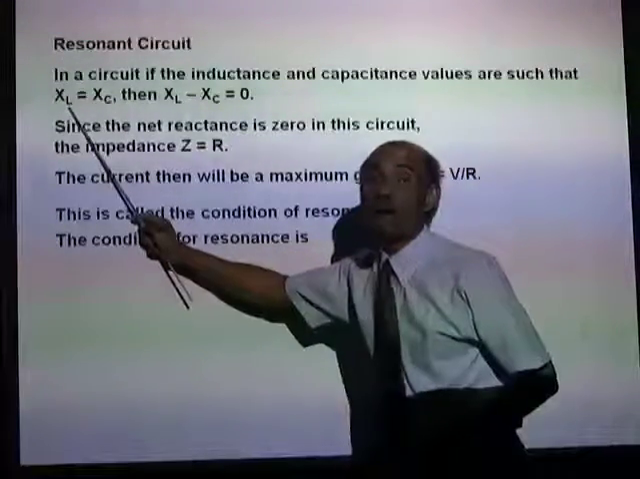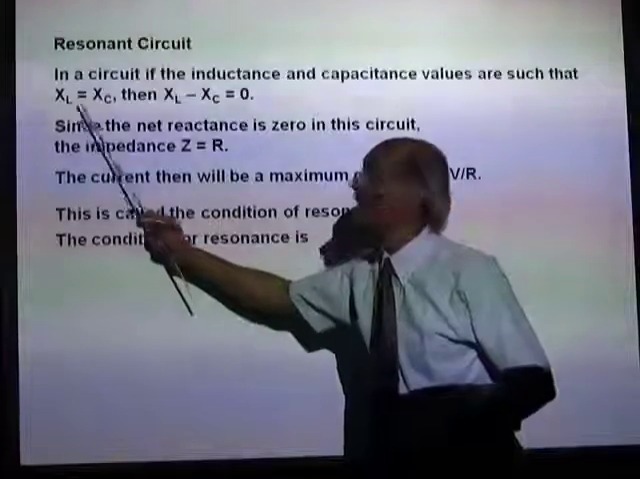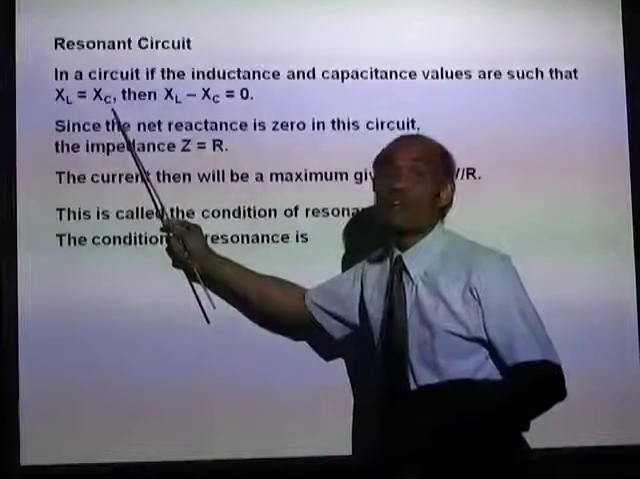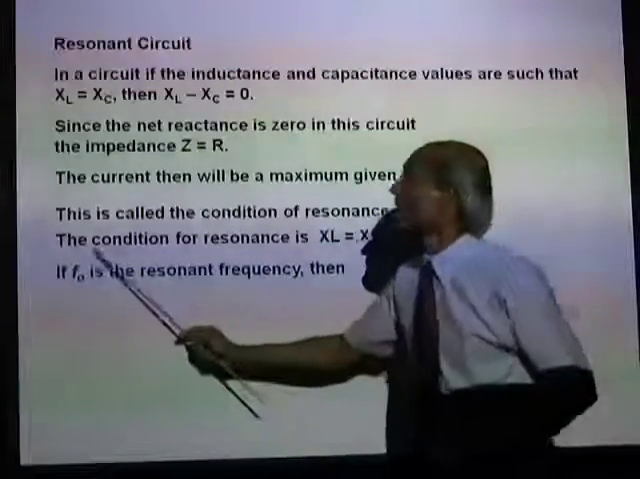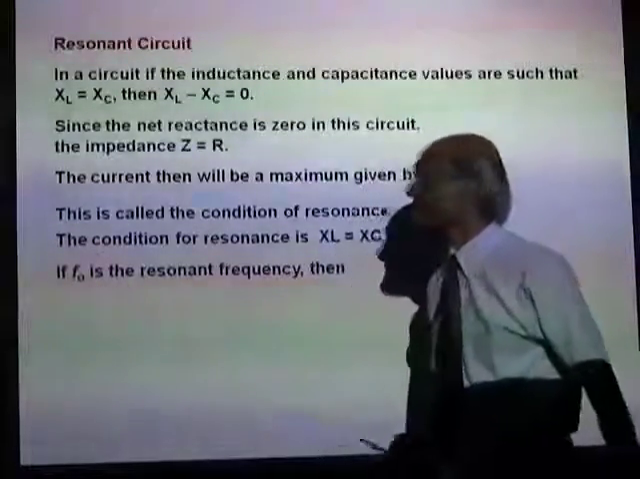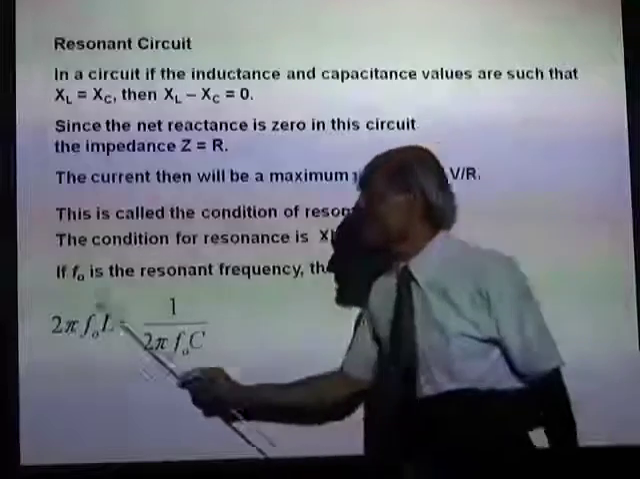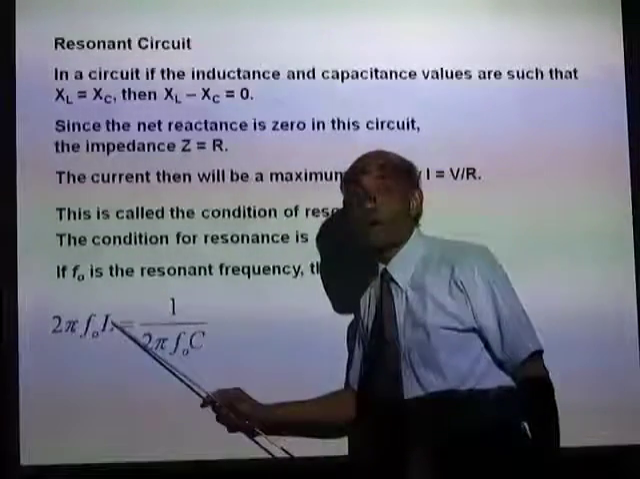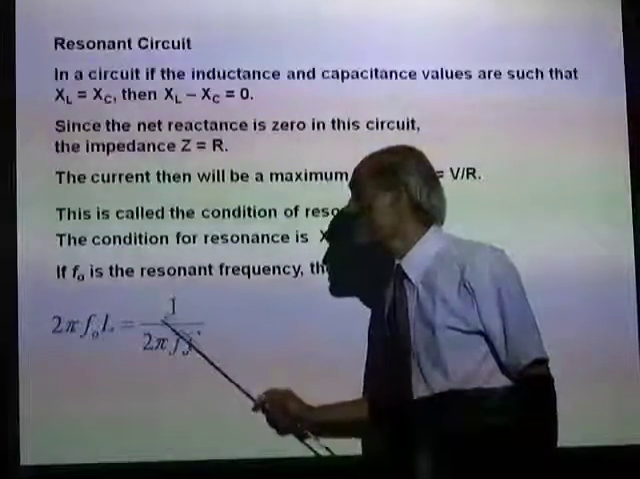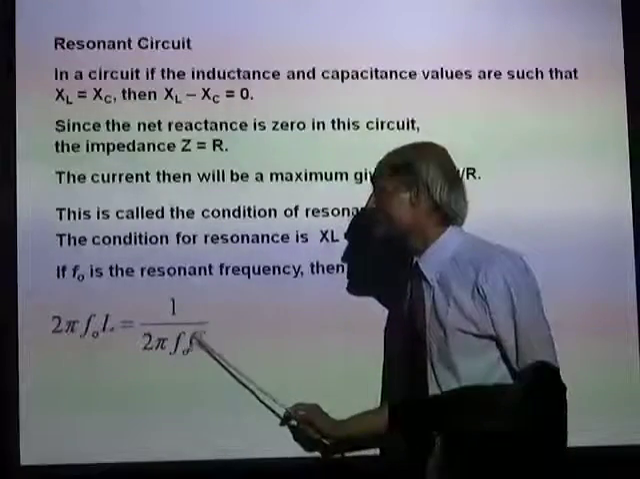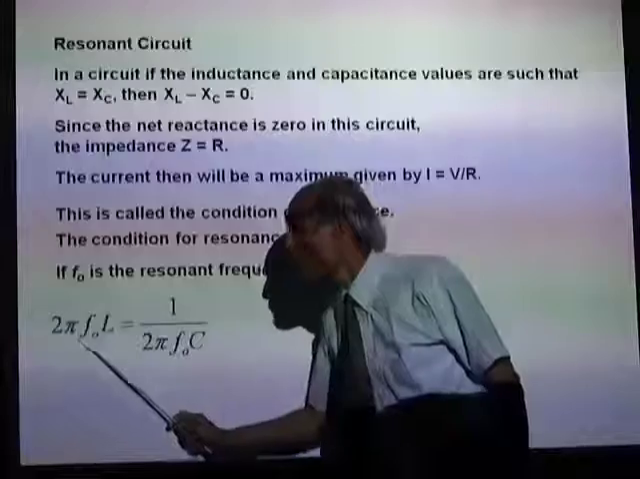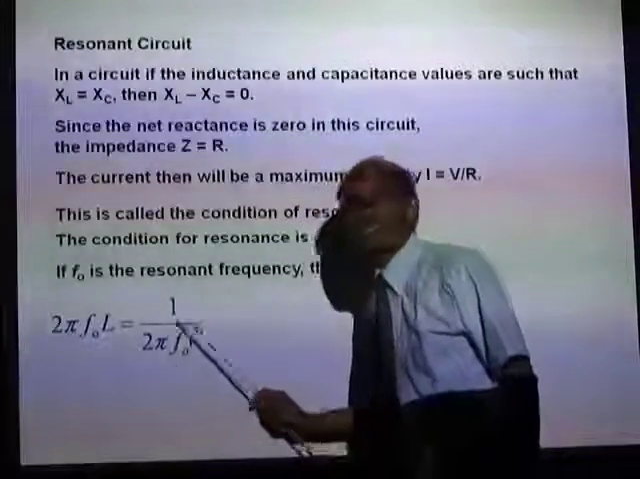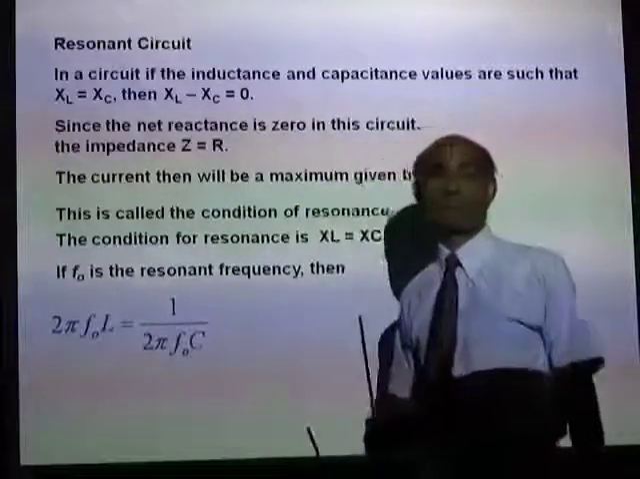XL is 2 pi FL. XC is 1 over 2 pi FC. So if F0 is the resonant frequency, then 2 pi F0 L will be equal to 1 over 2 pi F0 C. Now, when this happens, we call the frequency the resonant frequency and represent it by F0.